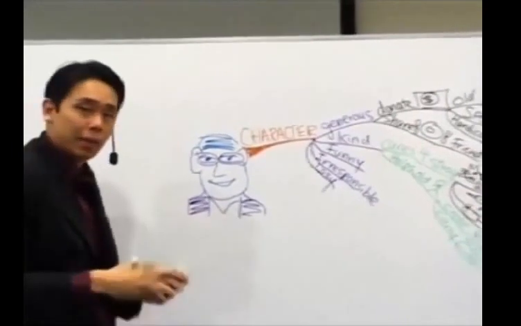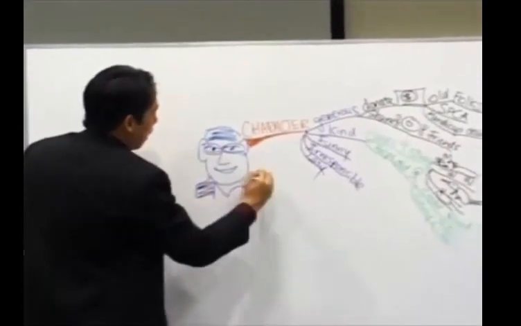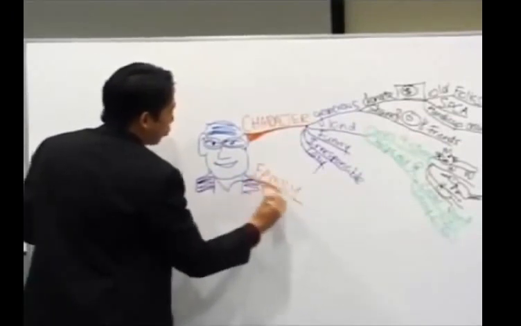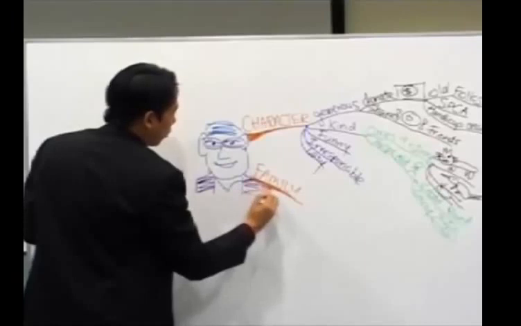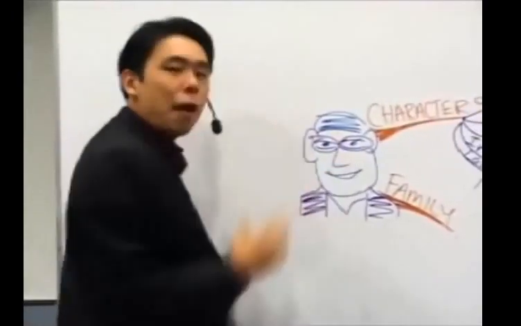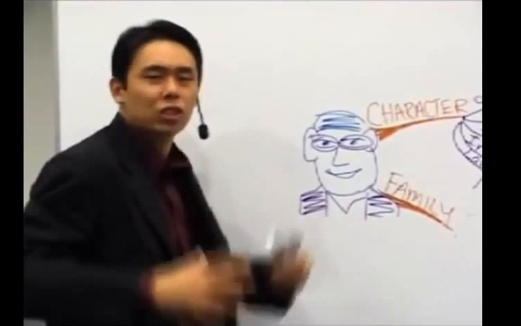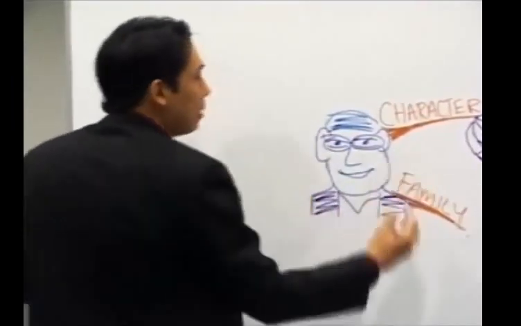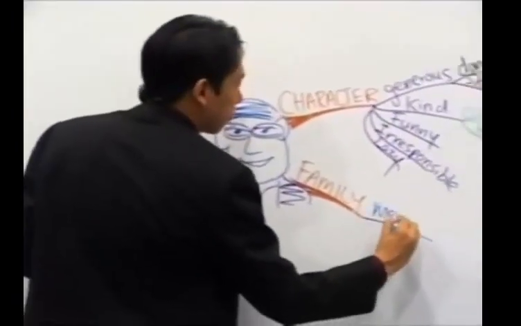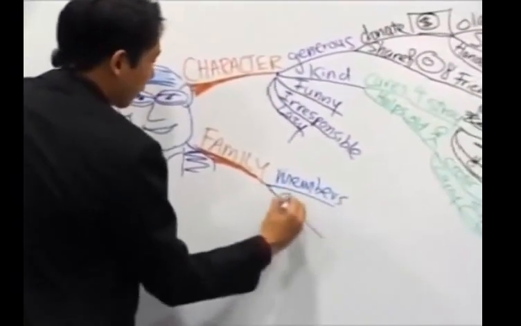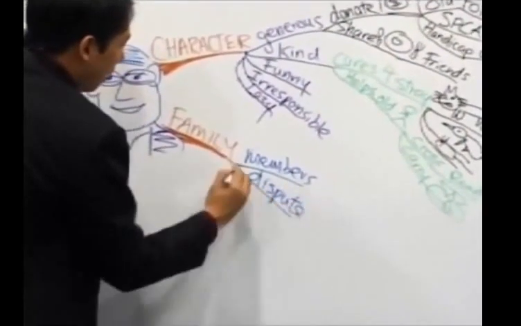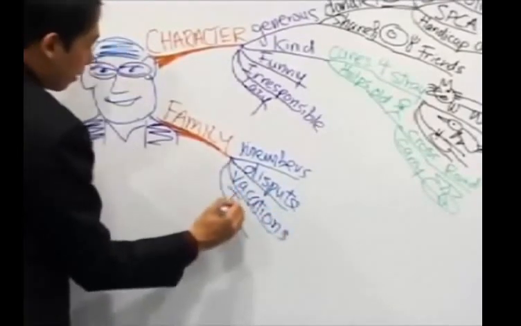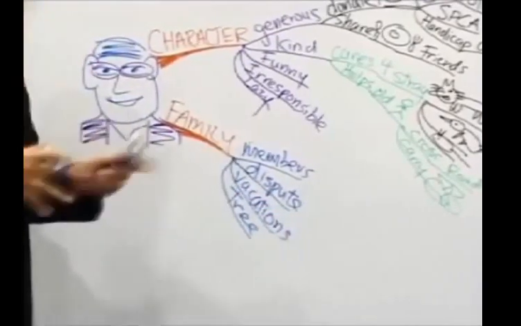I'll then add the next subheading, which is, for example, family. Okay, and I draw another large thick branch under family. So under family, you can put out the main points, right? Now, there are so many things to talk about in Johnny's family, but again, you could subsection it into certain categories. For example, under family, you could talk about family members, family disputes, family vacations, family tree, right? These are all possible major main points.